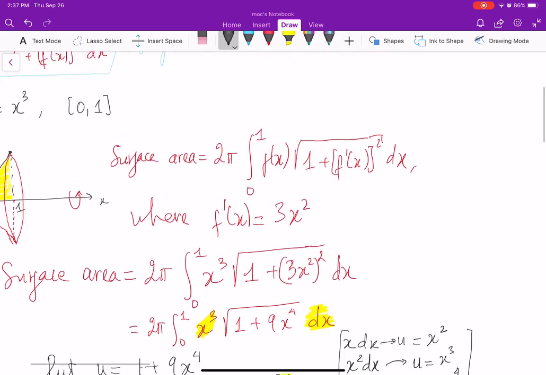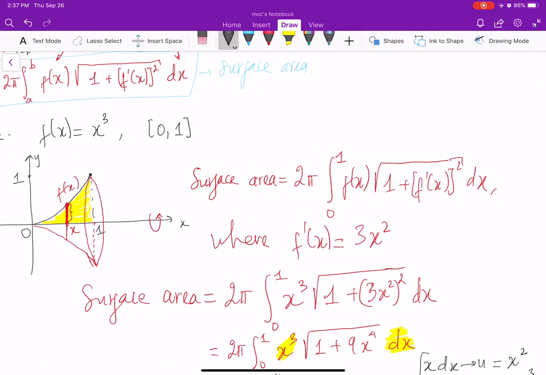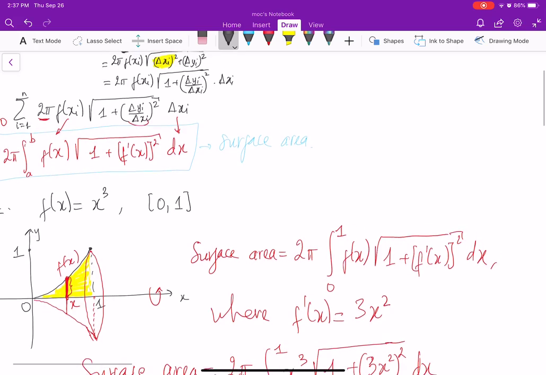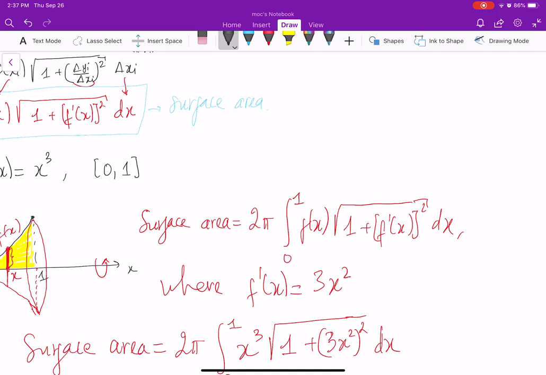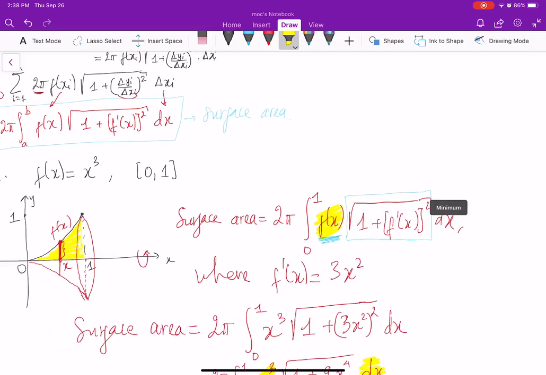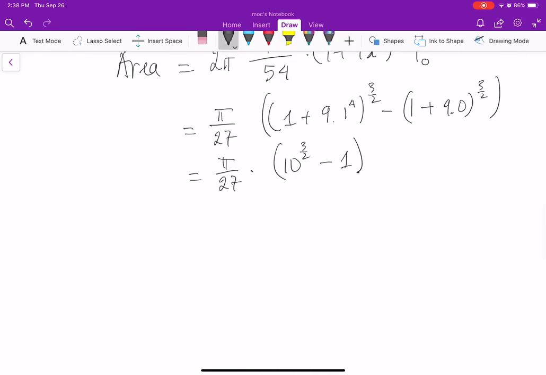Before we move to the next problem, I would like to mention one thing. At the beginning, I reminded you about the arc length formula, right? If you compare the arc length formula and the surface area formula, you see there is only a difference in here. This part is the same, right? But in the surface area formula, you have the radius. So don't forget about that. All right, let's move to the second example.